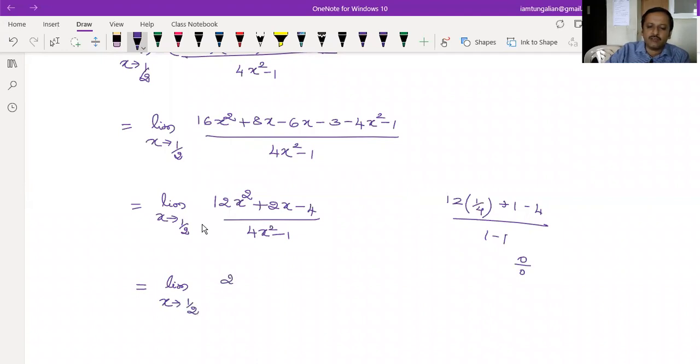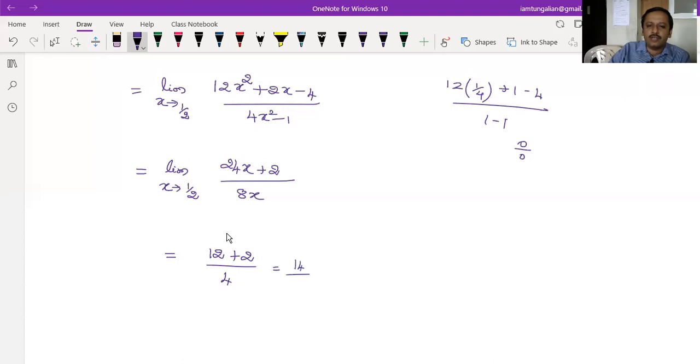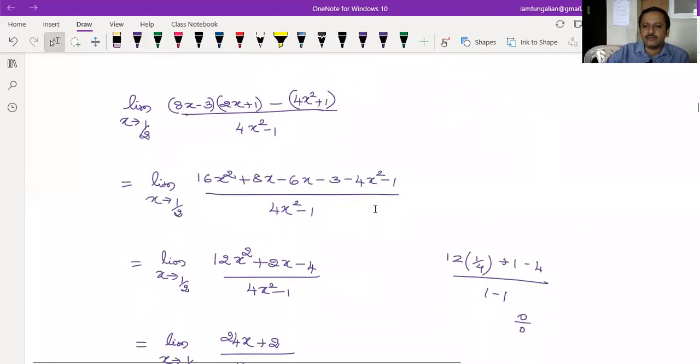Differentiate this. We get (24x plus 2) divided by 8x. Divided by 4x square is 8x. Now you apply the limit and see what we are going to get. 24 into 1 by 2, that is 12, plus 2, divided by 8 into 1 by 2, which is 4. So we get 14 by 4, that is equal to 7 by 2. So 7 by 2 is the correct answer, which is the first option.